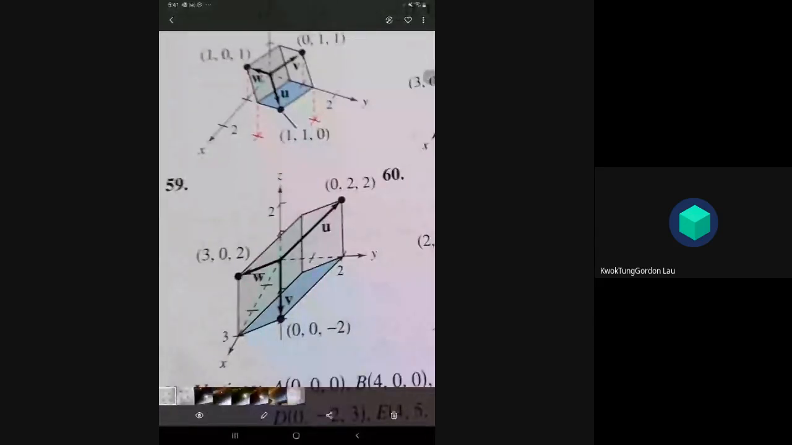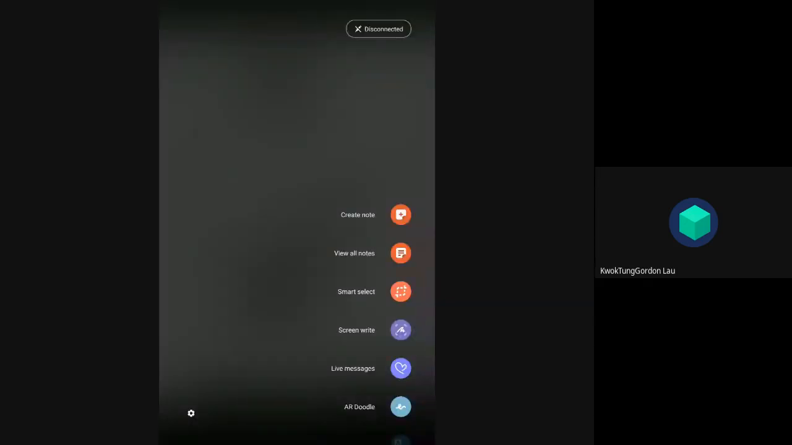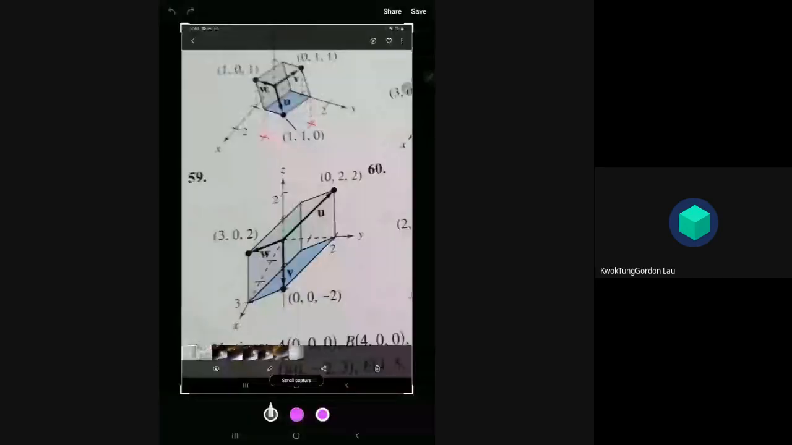Okay, so here, let's take a picture of this one. I'm going to take a picture on my tablet. So here's the beginning, and then here's U, right? And then here's V, and then here's W. So this is a very cool question, like how does all this fit together? So how am I going to find vector U? How am I going to find vector V? And then how am I going to find vector W?